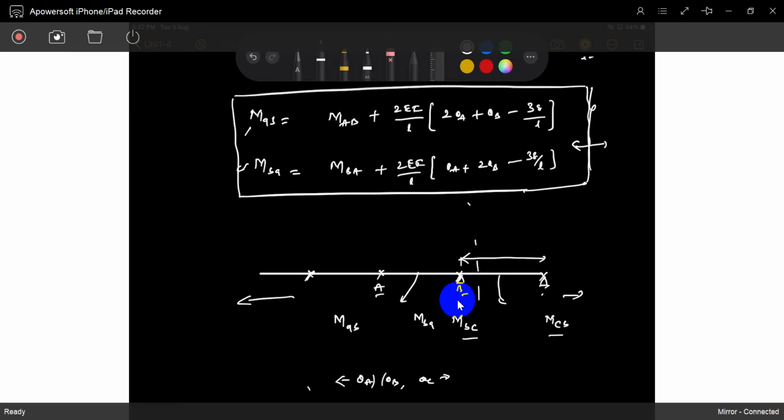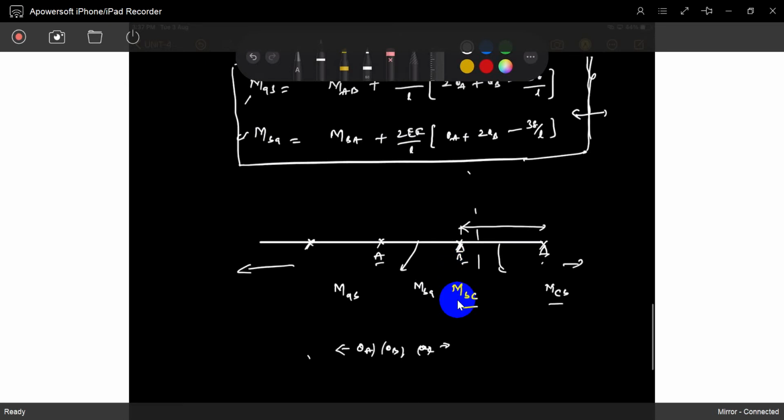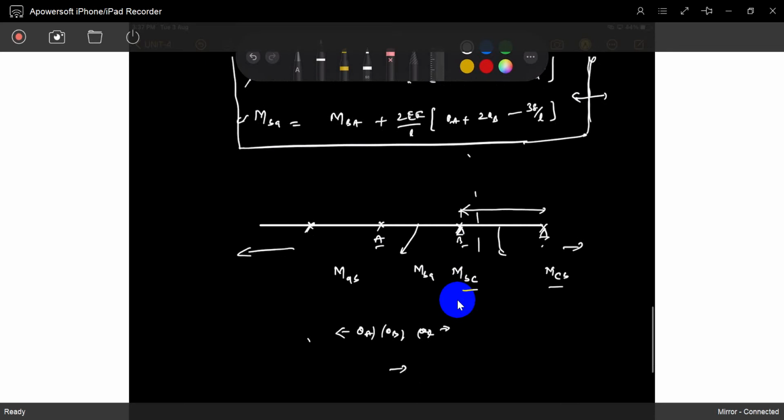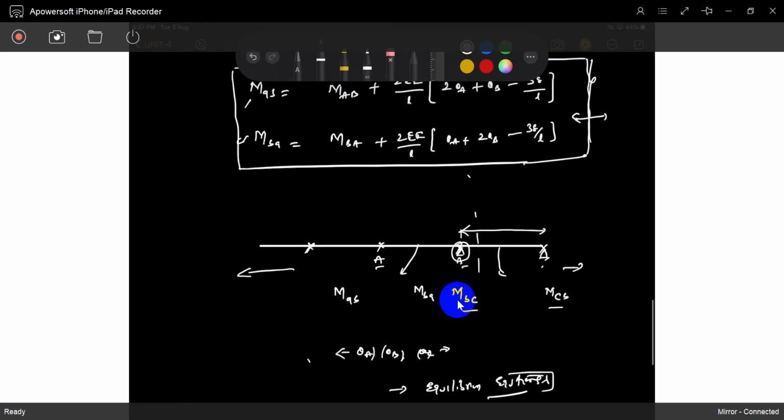Sir, how can you find out theta A, theta B, theta C? To find out theta A, theta B, theta C, you require equilibrium equations. Sir, how can we get equilibrium equations? So now we will see. At joint B, you will write BA for this span, and for the span BC, you will write MBC. But if you observe, both are the same, because at joint B it experiences only one moment, not two different moments. We already did this in fixed end moment, continuous beams. I showed you.